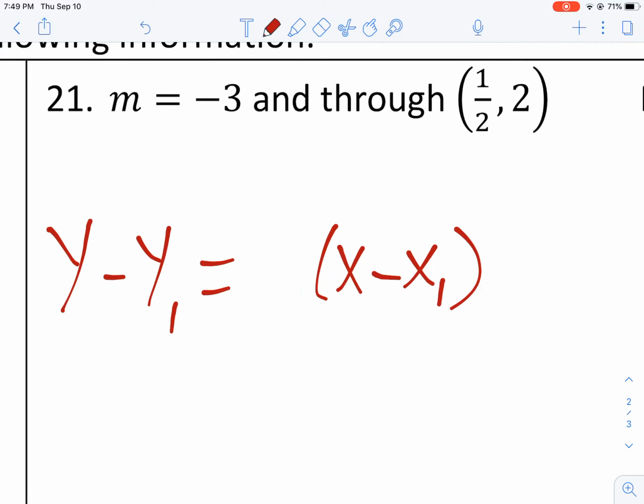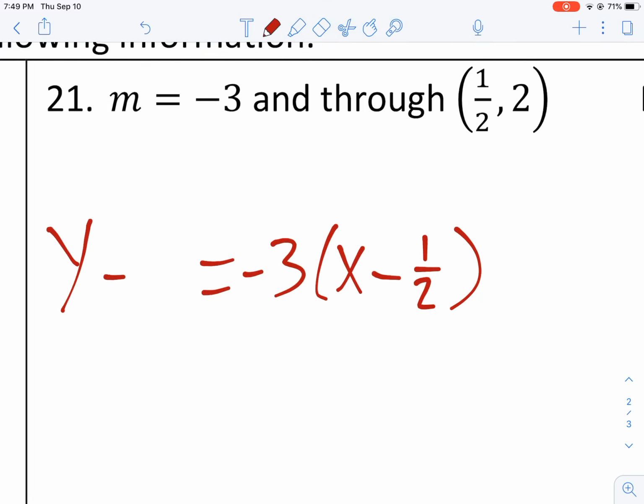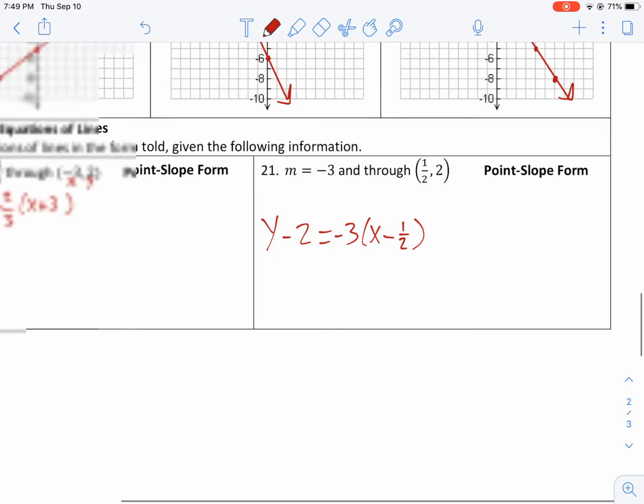So again, they give us a slope of negative 3. We're going to plug in our point. Our x value is a half, so we're going to have minus a half here. Our y value is 2, so we're going to have y minus 2. All right, and that is it. We are done.